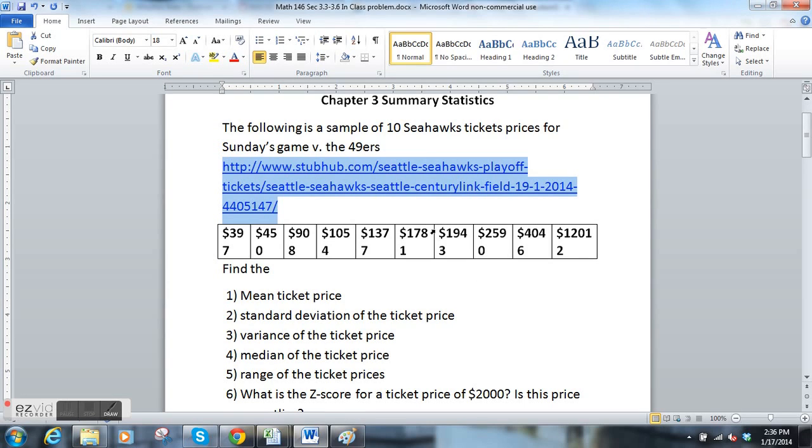Hi there. This is Chapter 3, and I wanted to go over a long problem for summary statistics. This is another one that we did in a face-to-face class. The following is a sample of 10 Seahawks ticket prices for Sunday's game versus the 49ers.